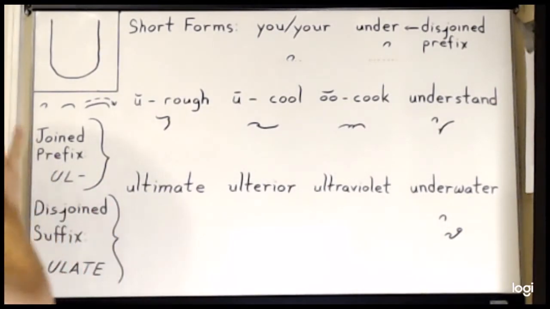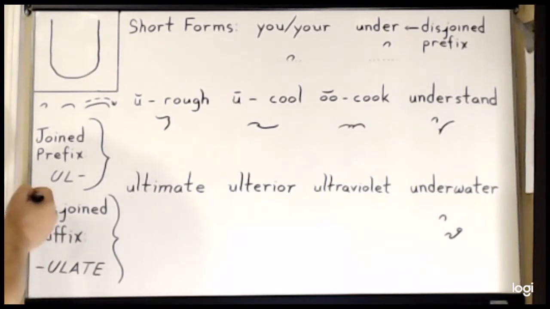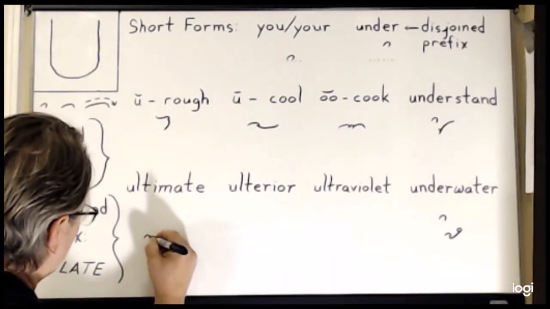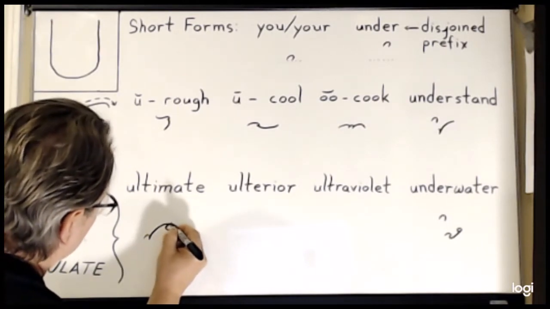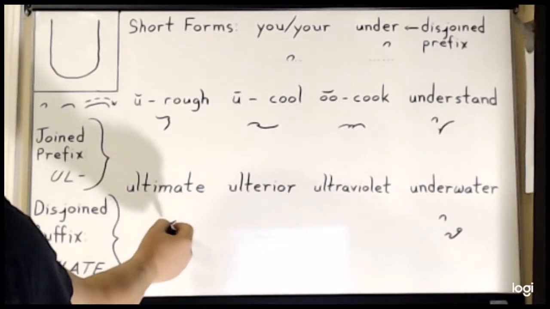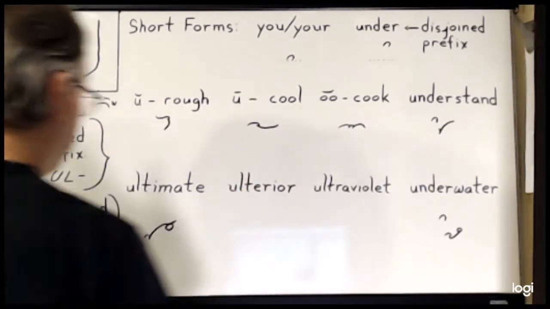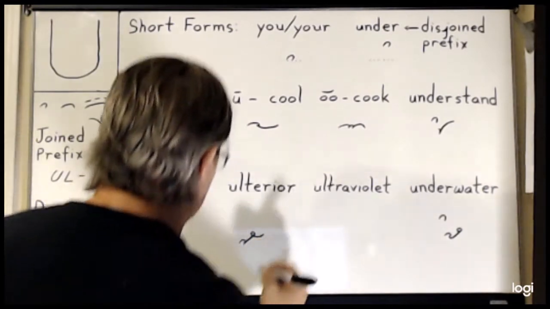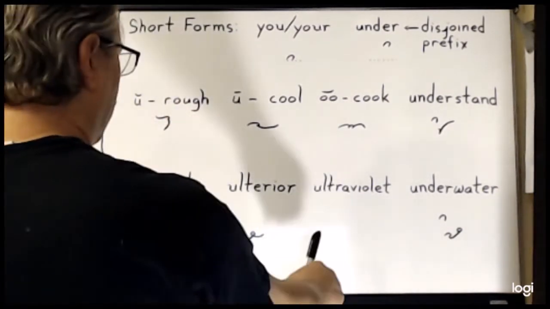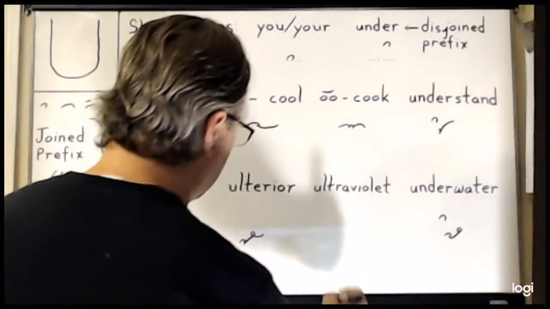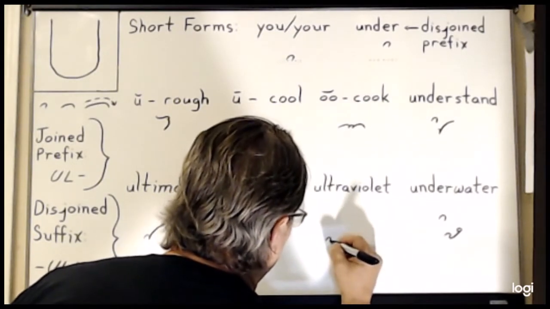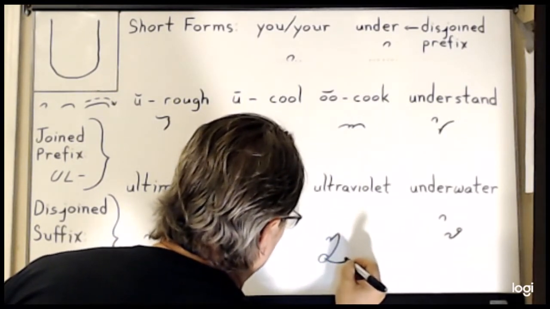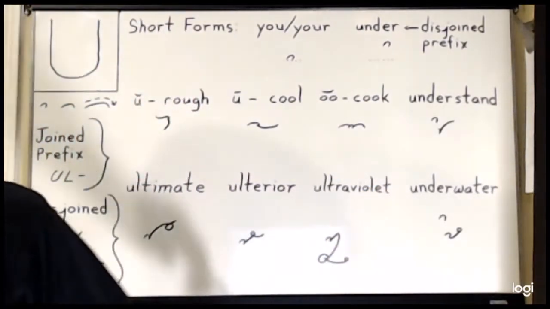Now the U can stand for the joined prefix O or UL in words like ultimate. So for ultimate, we will just write the U, the TEM stroke, the A, and the T. In ulterior, we'll just write the U, the T, E, R in ulterior. In ultraviolet, which is a bit of an abbreviated form, it is simply the U, the T, V, long I, L, and then E. And the T is understood in ultraviolet.